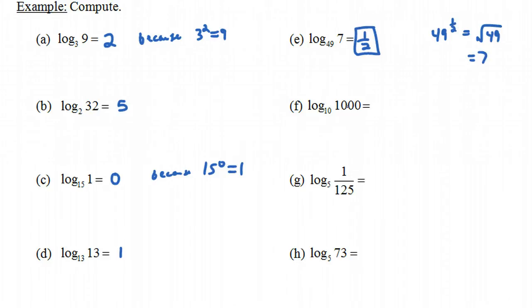Okay, now log base 10 of 1,000, what's that equal to? Well, the answer is 3, because 10 to the third is equal to 1,000. Okay, let me put all the answers in boxes here.